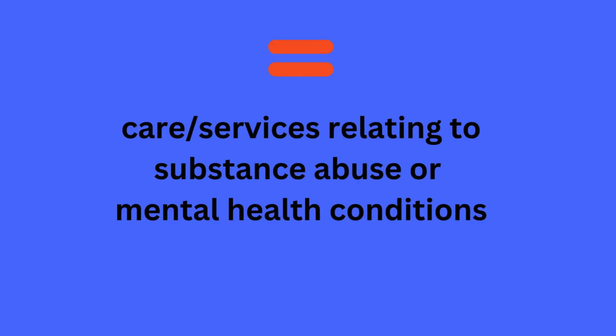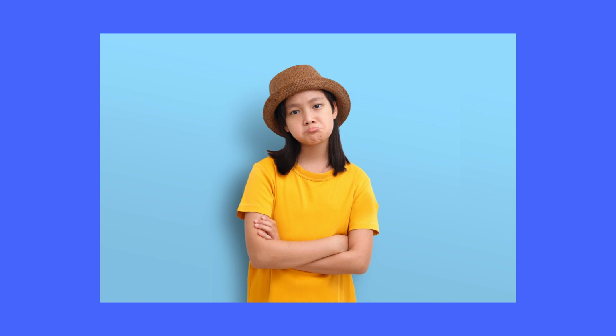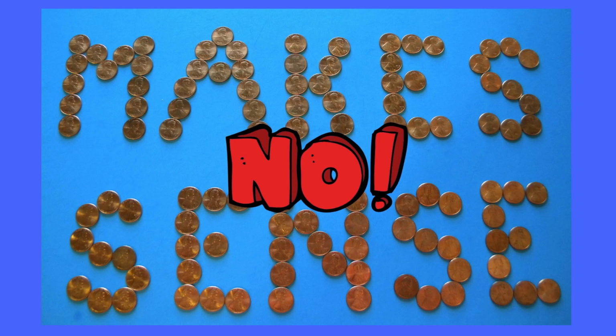Behavioral health is the medical care that relates to mental health conditions or substance abuse. Yes, separate authorization and claim processing systems are in place by your insurance due to extra privacy guidelines. And parents, I know you pay the premiums, but your teen can effectively exclude you from access to their information or from acting on their behalf with your insurance. I'm just reporting it. I know it makes no sense to me either.